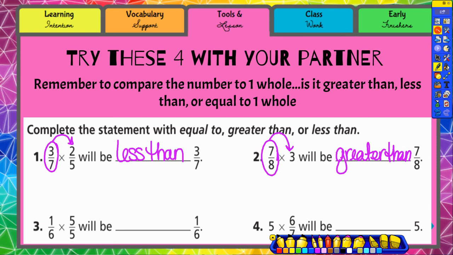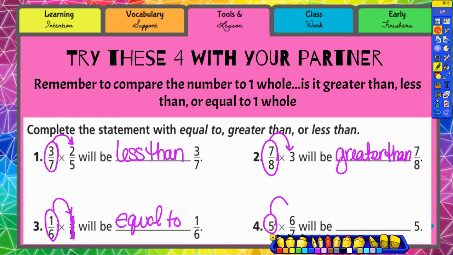On to number 3. 1/6 times 5/5. Is that going to be greater than, less than, or equal to 1/6? So let's circle up 1/6. Take a look at what we are multiplying by. 5/5. I think it was Anna on Wednesday that told us, boom, make that into a 1. Okay? So 1/6 times 1, well, that's obviously just going to be equal to 1/6.